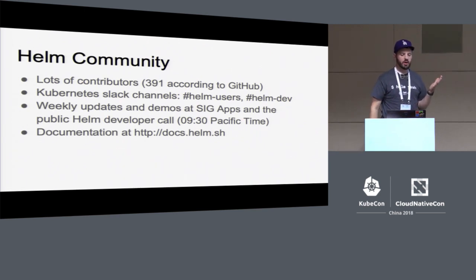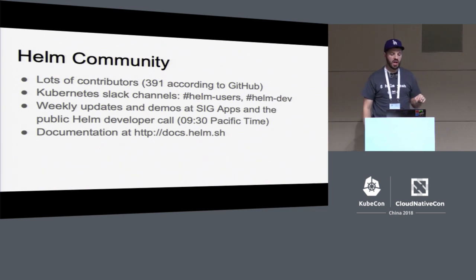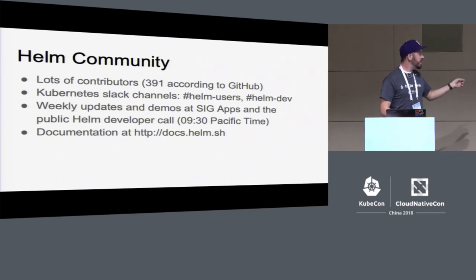The other thing to know about is that we have weekly updates and demos at sometimes the SIGApps meeting, Kubernetes SIGApps, and we have a public Helm developer call. It's at 09:30 Pacific time on Thursdays. Now that's going to be at a weird time here, but it is recorded and they're available online. And then if you want to see the documentation, Helm is available at docs.helm.sh.